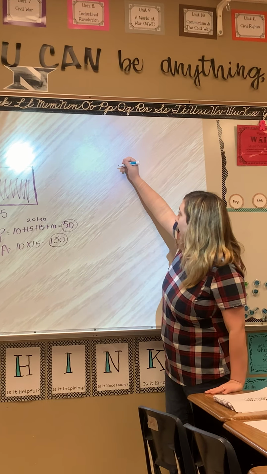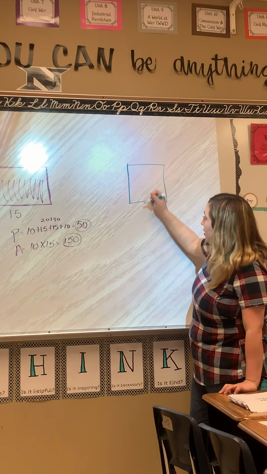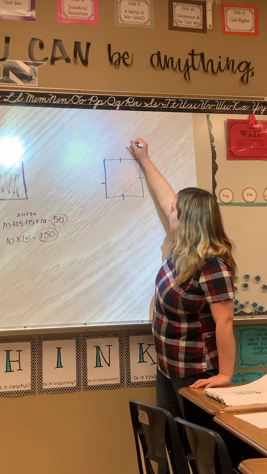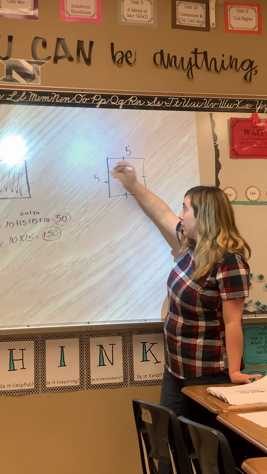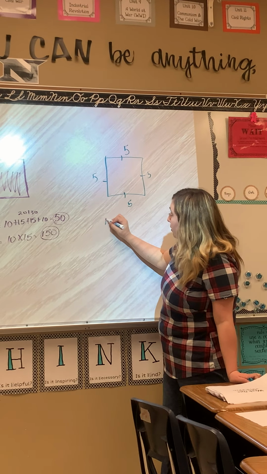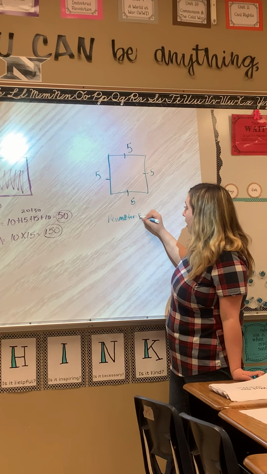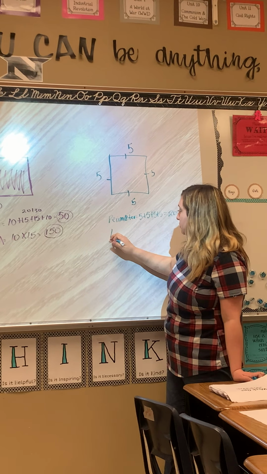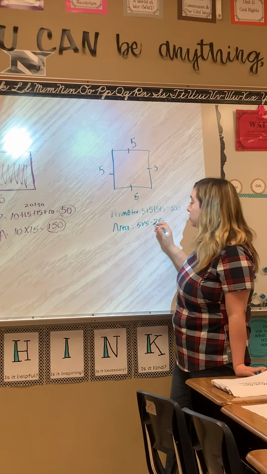So, I had this shape, and let's say this shape was a square. Okay, so that if I just put a 5 here, we know that if this is 5, that means this is 5, this is 5, and this is 5 because it's a square. So my perimeter will be 5 plus 5 plus 5 plus 5, which is going to be 20. And my area is going to be 5 times 5, which is 25.